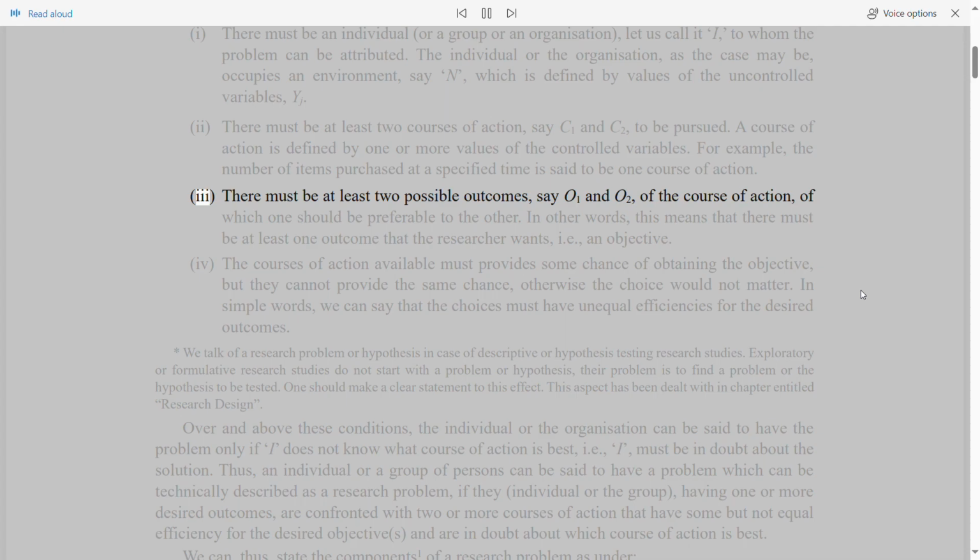3. There must be at least two possible outcomes, say O1 and O2, of the course of action, of which one should be preferable to the other. In other words, this means that there must be at least one outcome that the researcher wants, i.e., an objective. 4. The courses of action available must provide some chance of obtaining the objective, but they cannot provide the same chance, otherwise the choice would not matter. In simple words, we can say that the choices must have unequal efficiencies for the desired outcomes.